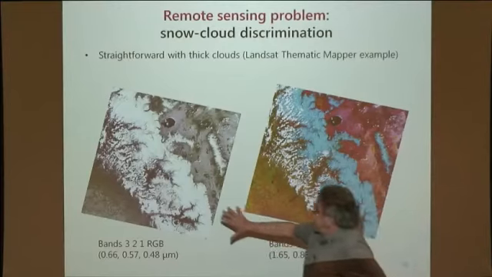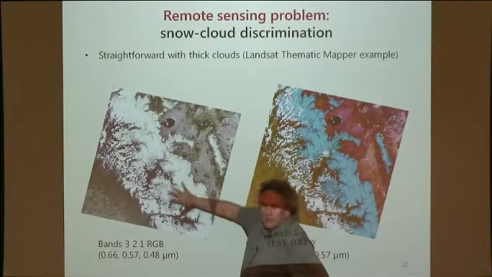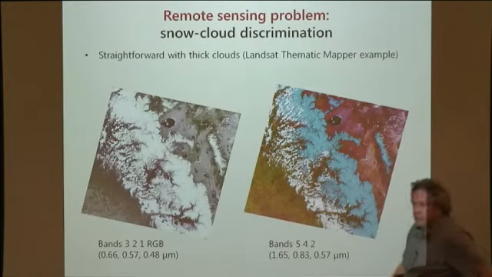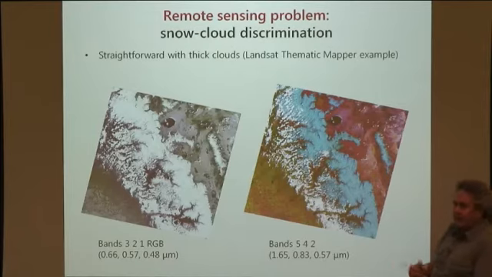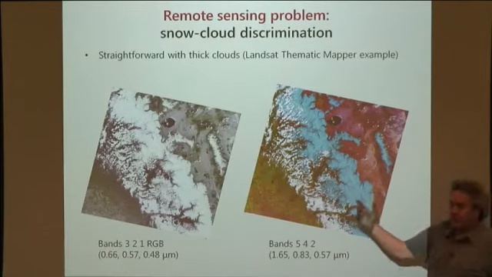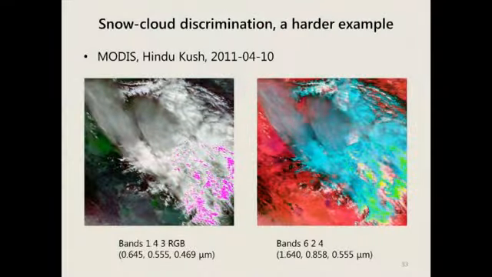If you've got thick clouds, this is the Landsat image, these are the visible bands, but this includes a band out in the shortwave infrared where clouds are bright and snow is dark, and yeah, the clouds pop right out at you. But these are cumulus clouds, they're thick. Here's one in the Hindukush that's a little more problematic.